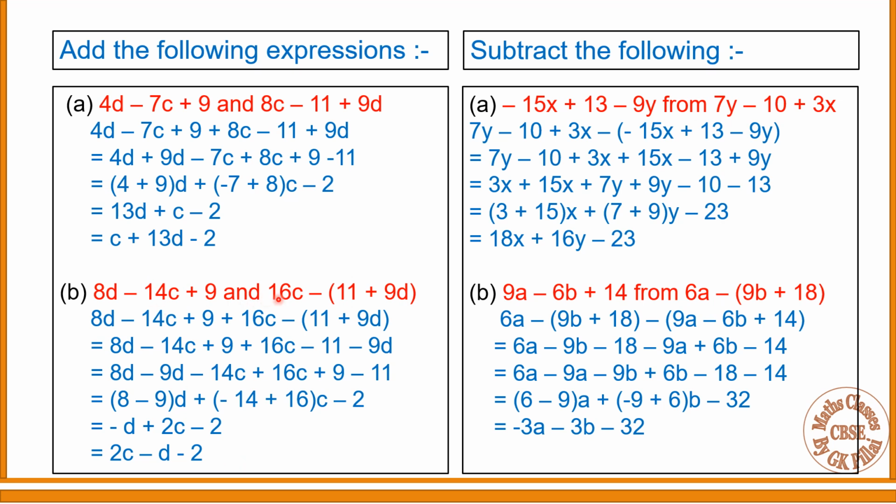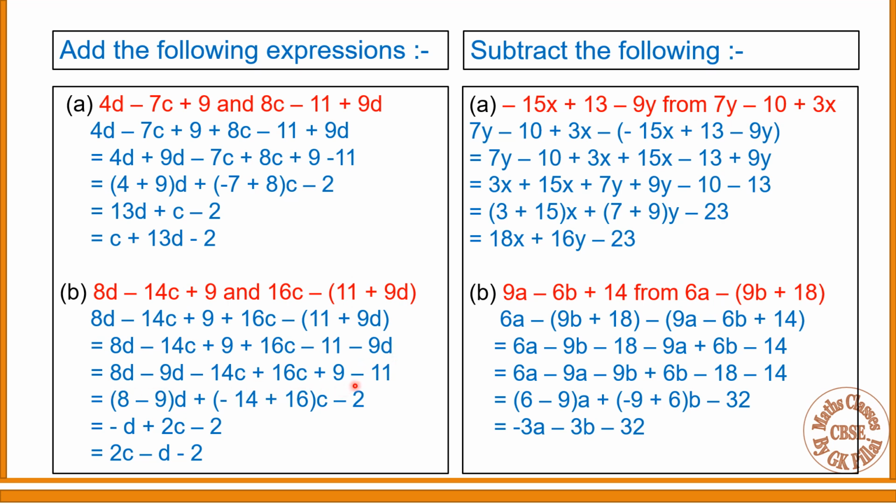And here we have to add these two. Let us write the two terms with a plus sign here. And now properly, here we have to open the bracket and simplify. 8d minus 14c plus 9 plus 16c, and this will be minus 11 minus 9d.